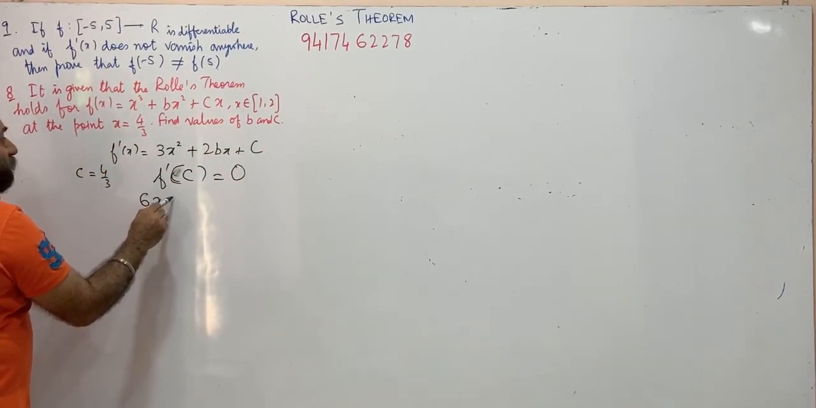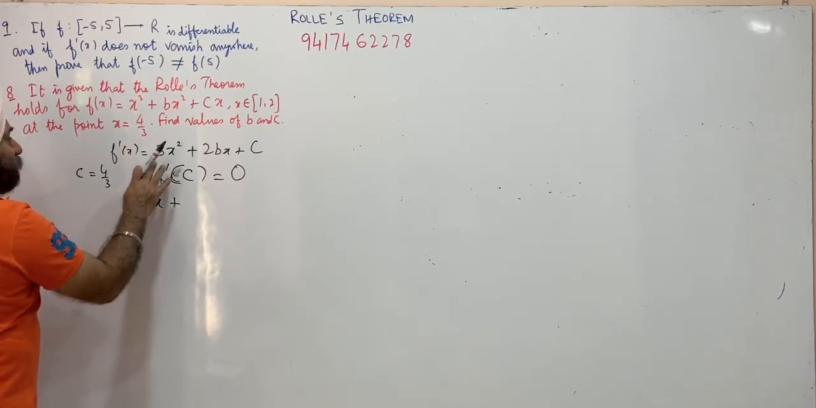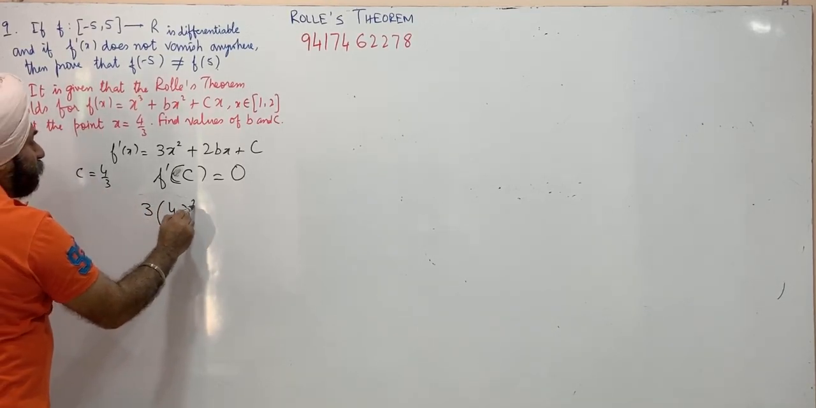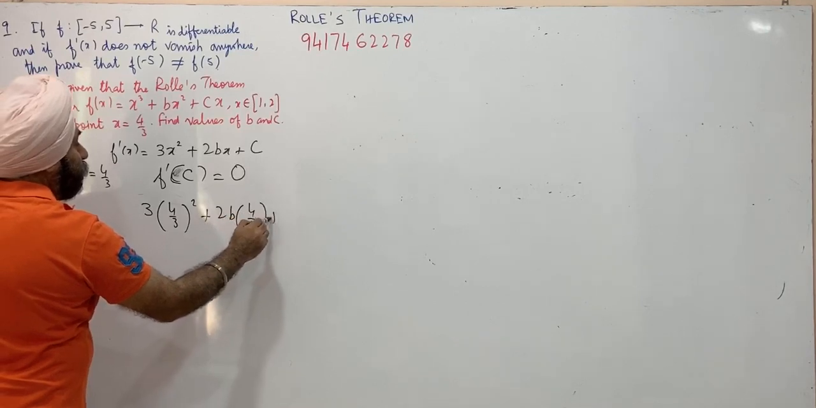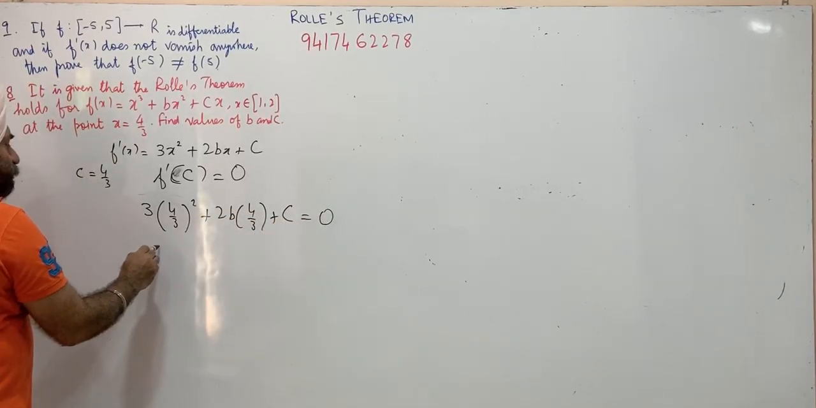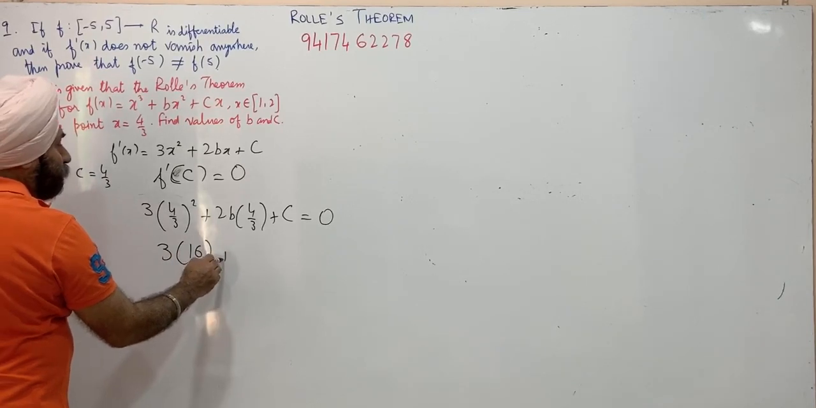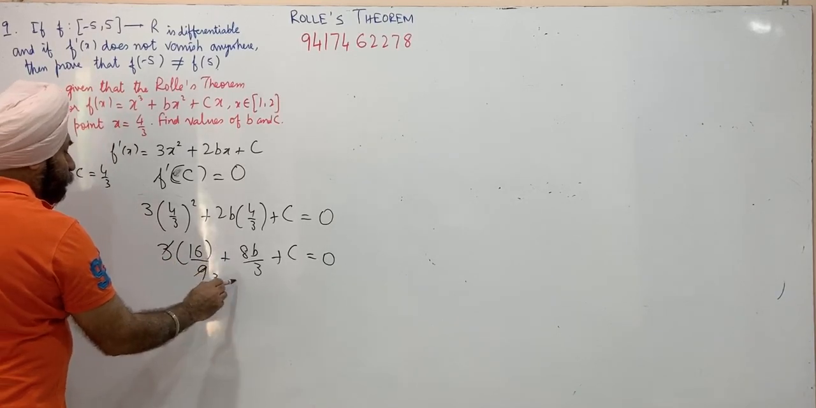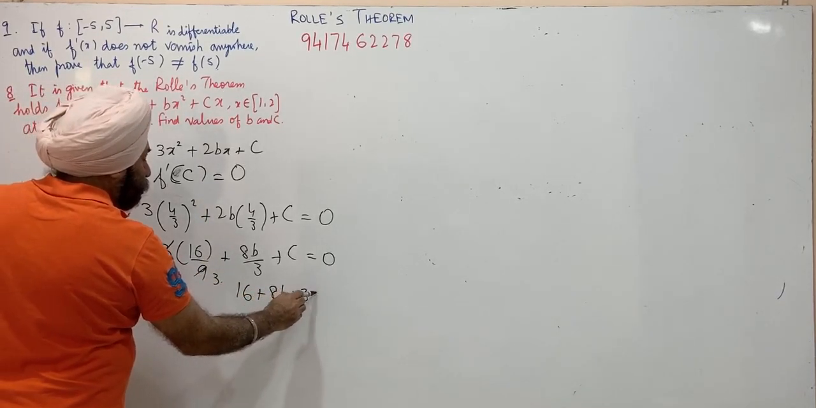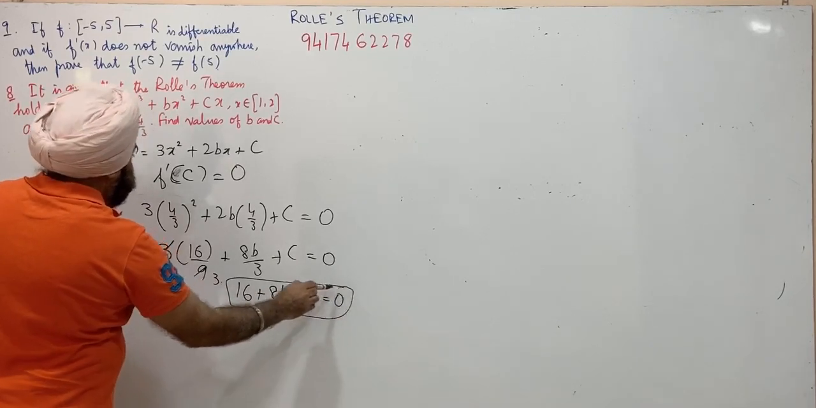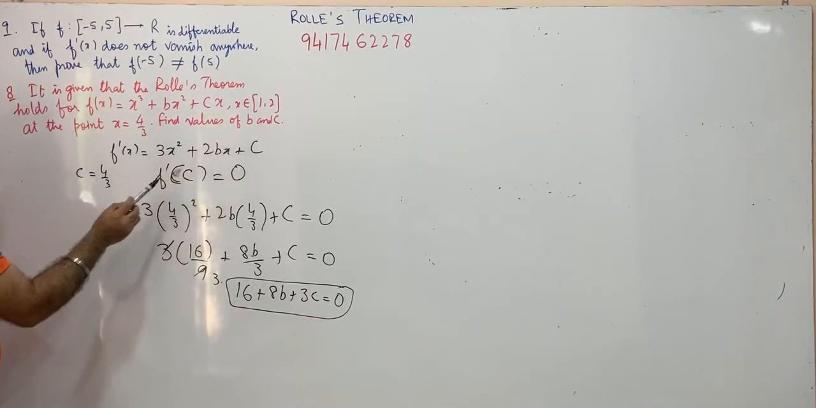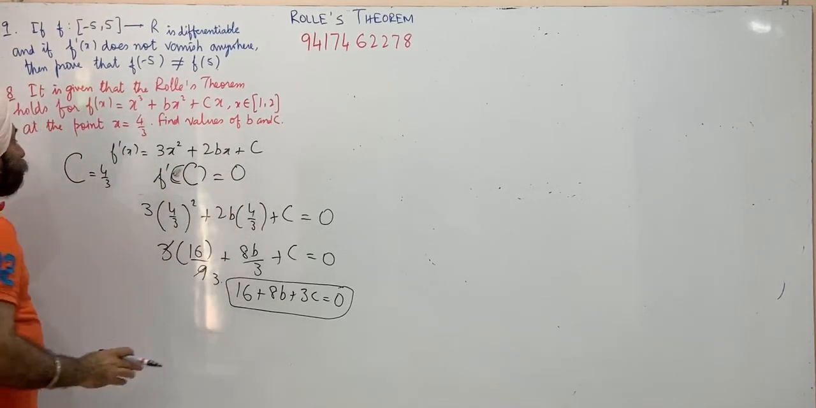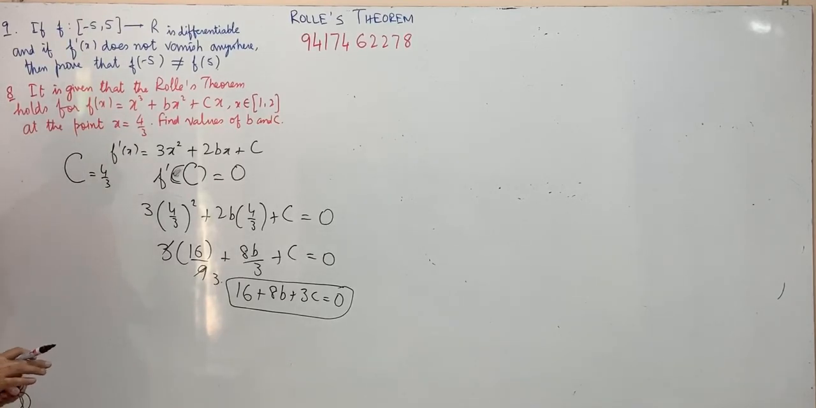This means 3 into 4 by 3 whole square plus 2b into 4 by 3 and plus c, this is 0. This is 3 into 16 upon 9, this is 8b upon 3. This gives us 16 plus 8b plus 3c, this is 0. So this c is different from this c. So let us write this with capital C. F dash of capital C is 0. So we get one equation in B and C.